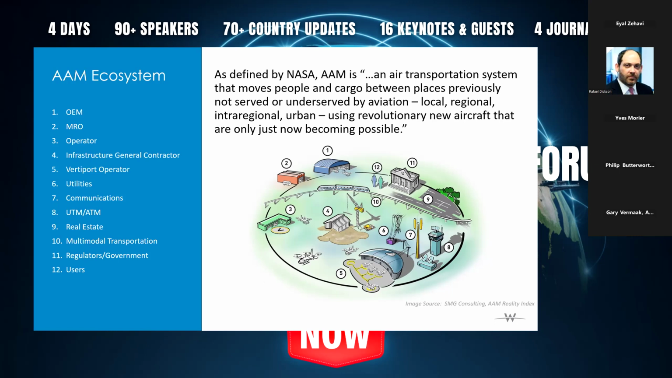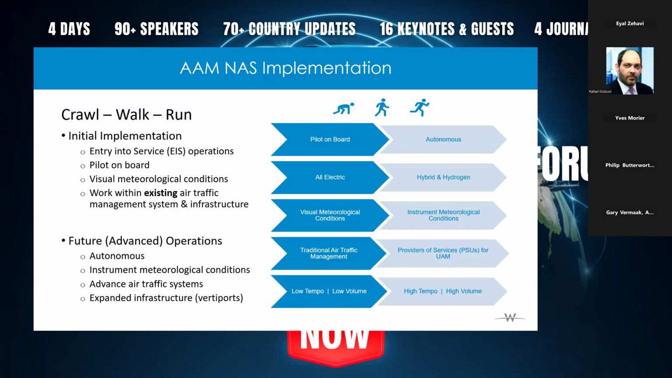What we want to get into is the data that is required to ensure that all these different entities within the advanced air mobility ecosystem communicate together to facilitate the operation. It's important to understand the crawl, walk, run nature of this industry. So, as advanced air mobility has initial entry into service, we'll see operations with a pilot on board in visual conditions. What's important to understand is that these aircraft are going to operate within the existing air traffic management system and using existing infrastructure.